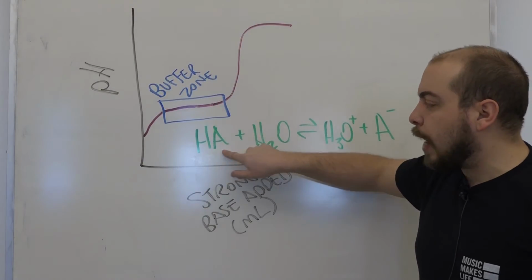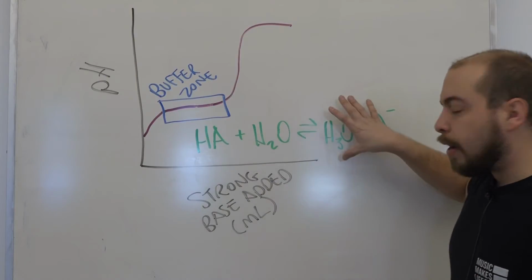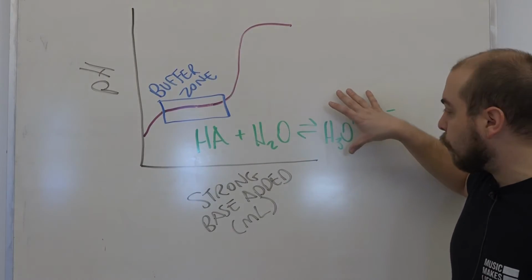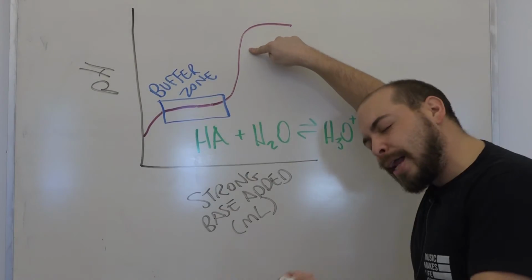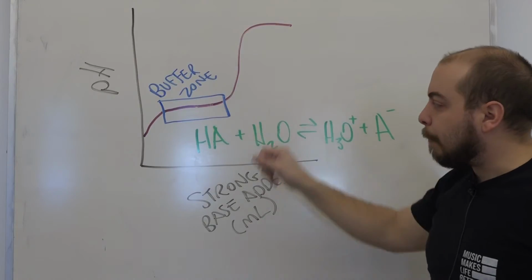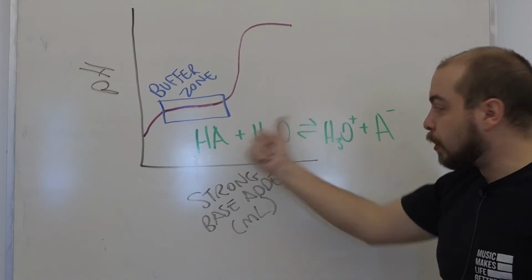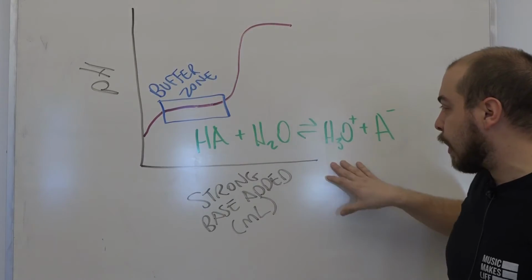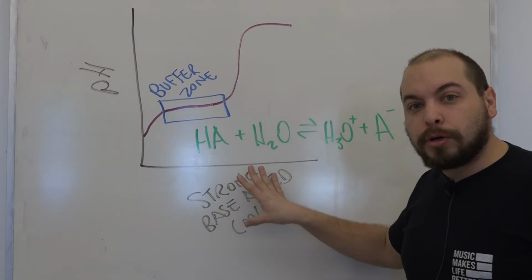And that point is when you run out of HA. As we start to run out of the weak acid to react with, the base that's being added is going to overwhelm it and start to cause the pH to dramatically increase. It's going to go up very quickly at that point. So what's happening, first of all, is the weak acid is going to shift to the right as this H3O+ is being removed from the solution by the strong base being added.